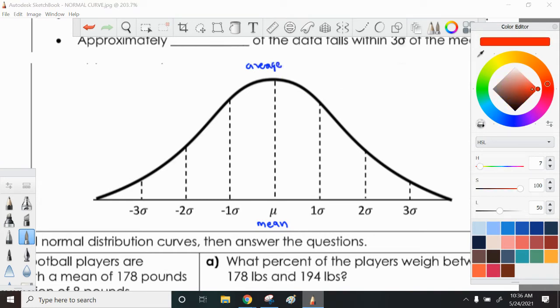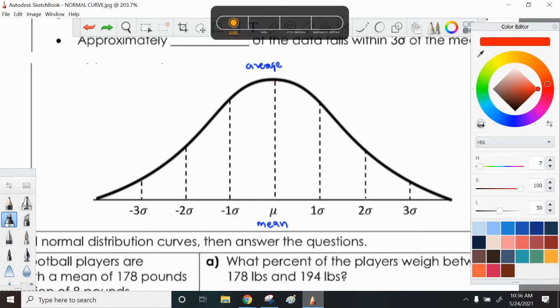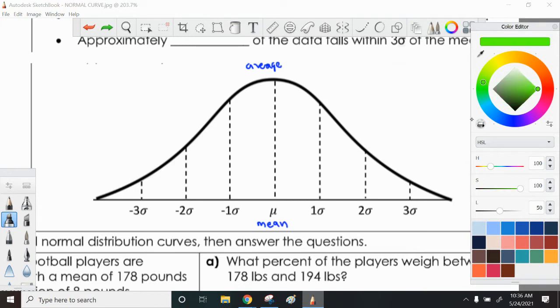Right? I mean, that's the whole point. That right in the middle, where things are average, that's where most of the people are going to be, because that's what makes it average. Okay? And then we have these standard deviations.